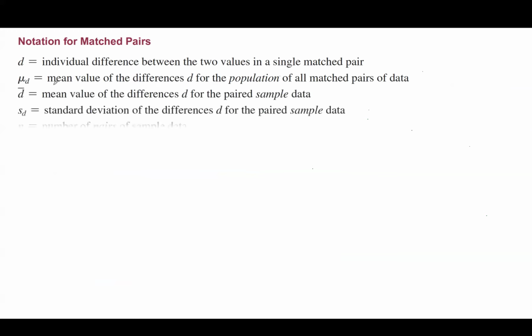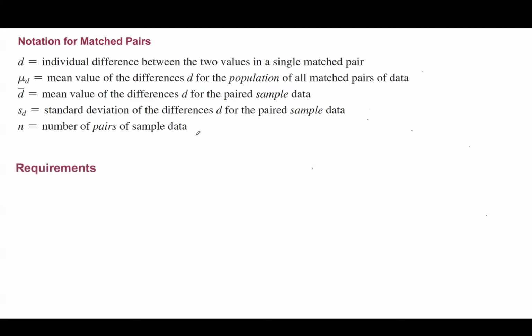Notation for matched pairs. d is denoted as the individual difference between the two values in a single matched pair. Mu sub d is the mean value of the differences d for the population of all matched pairs of data. d bar is the mean value of the differences d for the paired sample data. s sub d is the standard deviation of the differences d for the paired sample data, and n is the number of pairs of sample data.